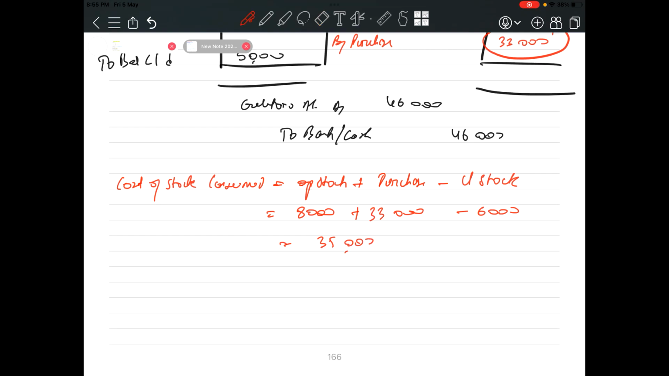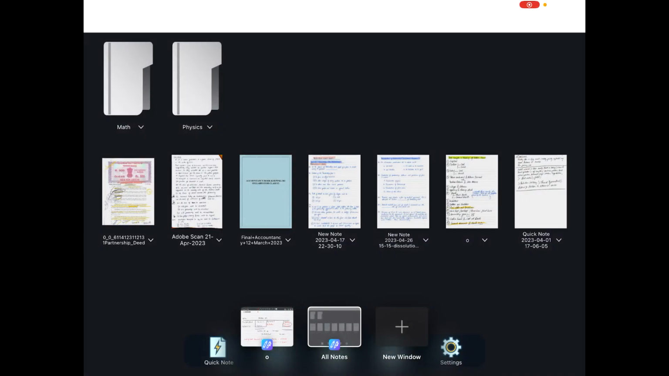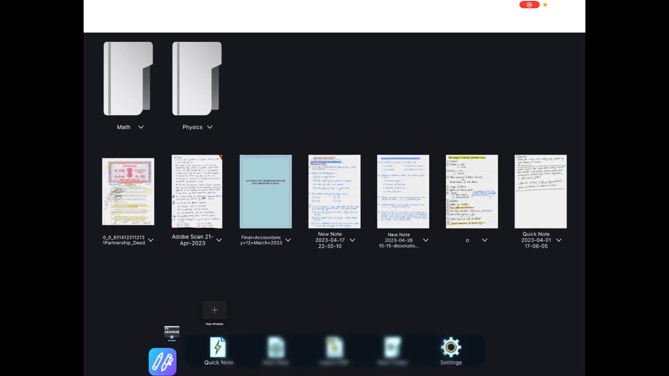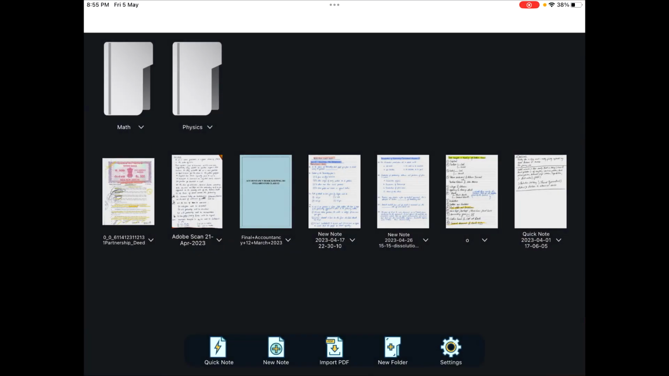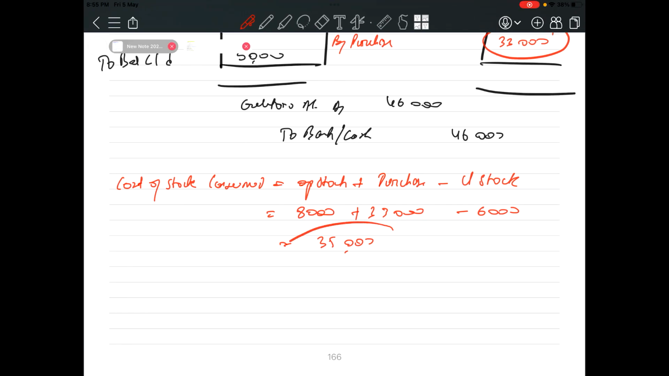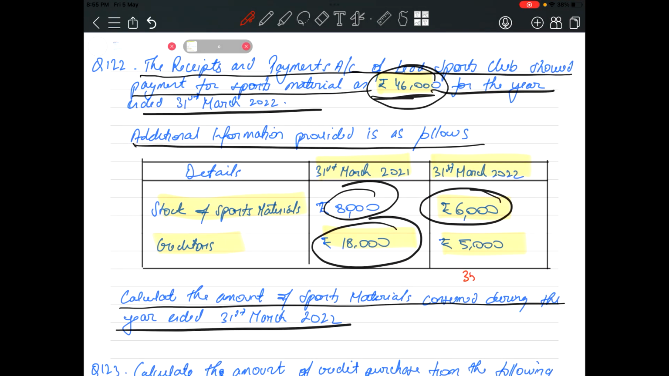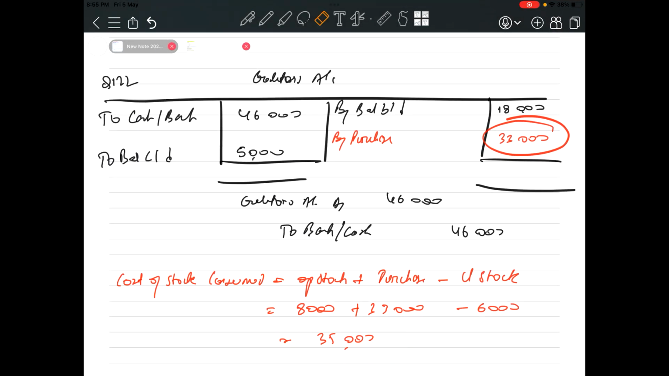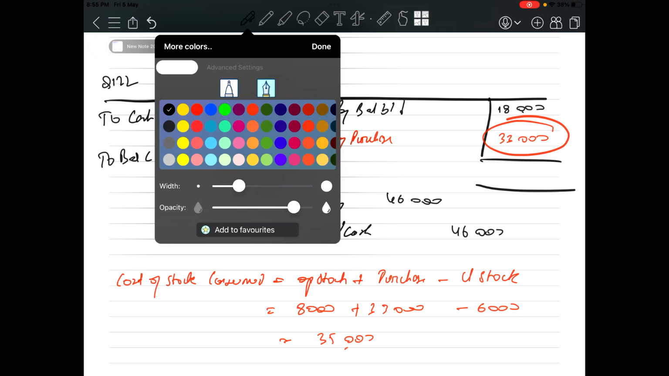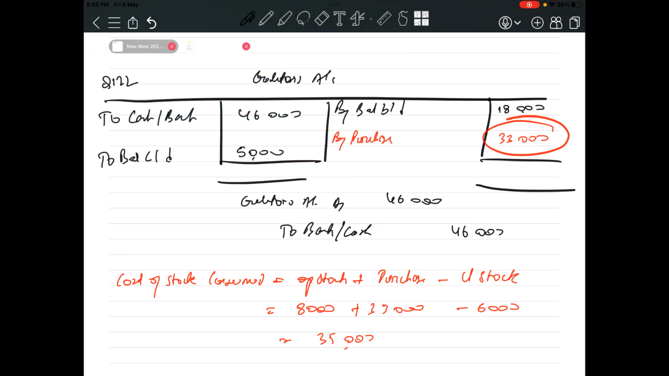I hope this is clear, easy and simple. So the answer for 122 is 35,000. The requirement is to calculate the amount of sports material consumed. Now you can copy this. You pause the video and copy the answers.